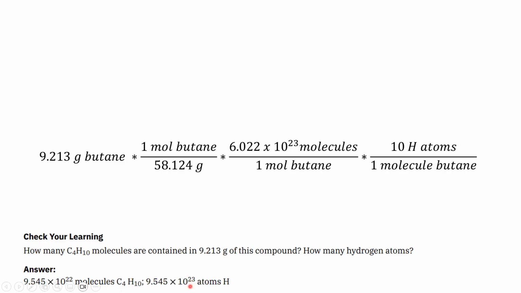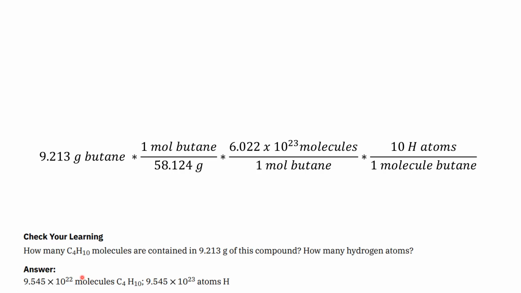And then for the second piece, to get the number of hydrogen atoms, each of these molecules contains 10 hydrogen atoms, so we're just going to multiply by 10. And that's why we see the order of magnitude just increase by 1. We're essentially just moving that decimal over one more spot to the right, making this value 1 order of magnitude larger. So we get 10 to the 23rd now, compared to 10 to the 22nd for the molecules.